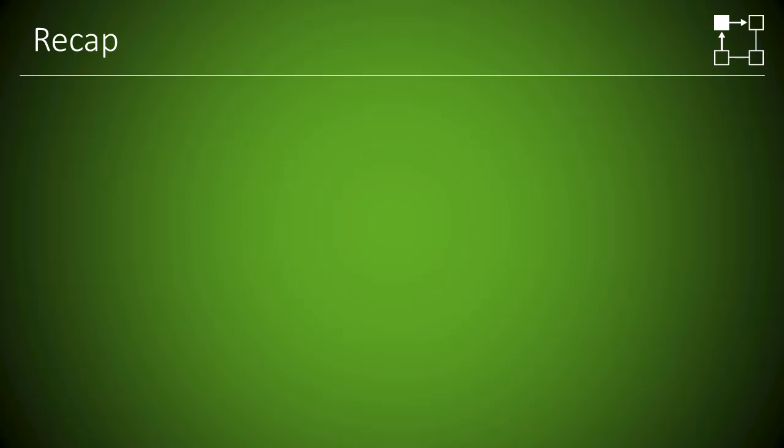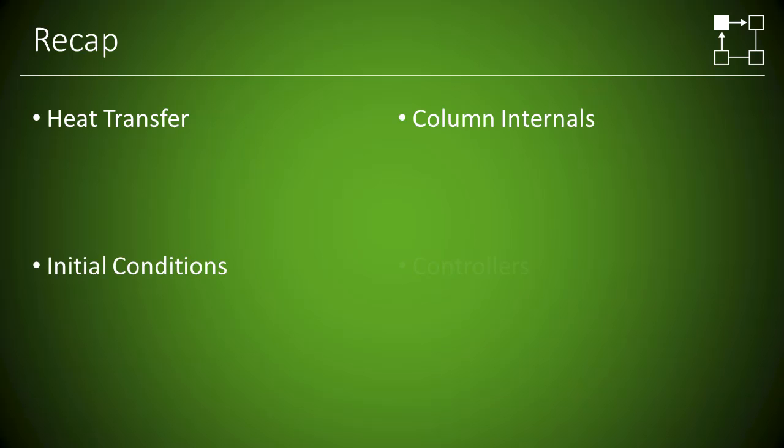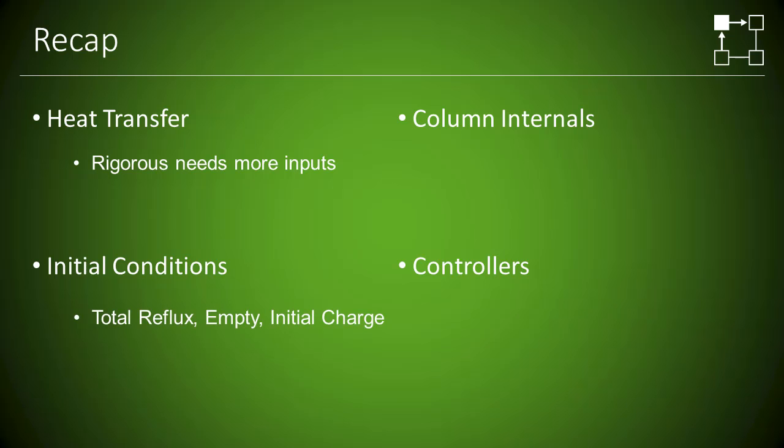We have looked into 4 different detailed configurations: heat transfer, initial conditions, column internals, and controllers. For heat transfer, the rigorous option will allow the user to input more accurate data, such as coil and heating temperatures. There are 3 different initial conditions available: total reflux, empty, and initial charge, each needing different parameters. Column internals need to be specified only if the pressure profile needs to be calculated. Finally, controllers can be added to the system under the Controller folder.